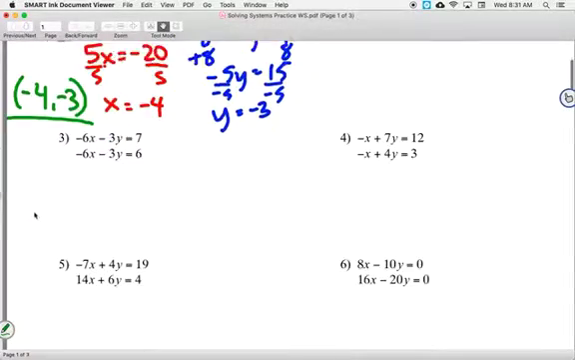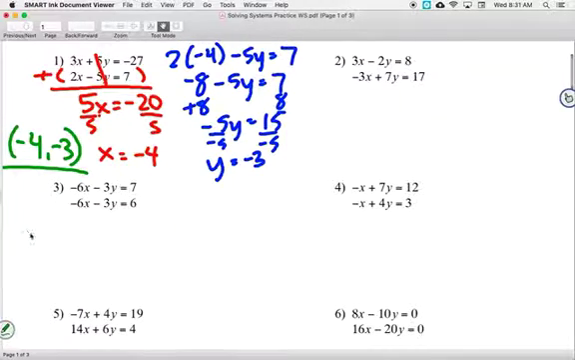Okay, let's look at number 3. So number 2, notice that number 2 is very similar. On number 2, we aren't going to do it together, but which variable are we going to get rid of? The x, right? Why are we going to get rid of x? Because they have opposites. Okay. They have opposite signs, same number, right?